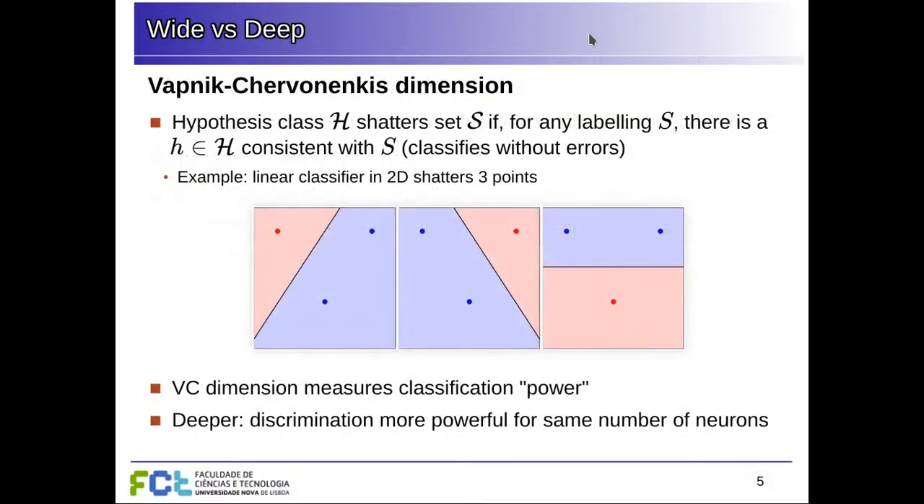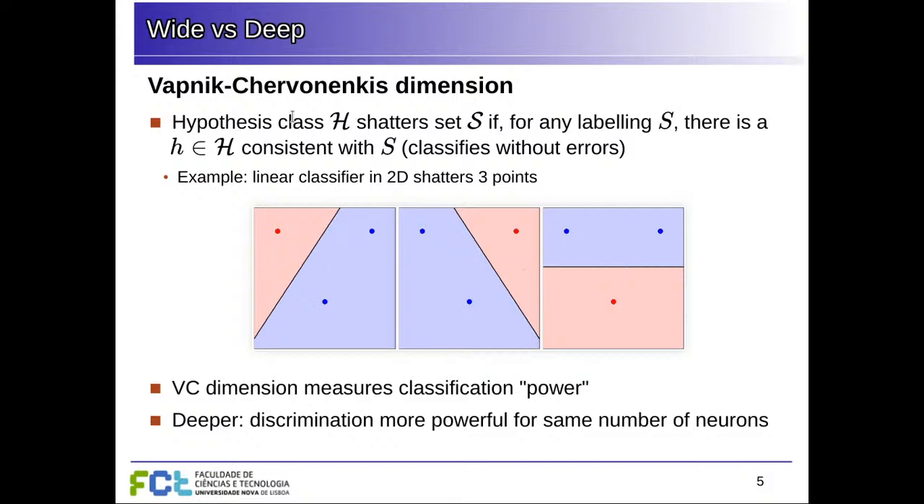Just to recall, we saw this last semester, we say that the hypothesis class shatters a set of points if for any labeling of that set of points there is a hypothesis in this hypothesis class that is consistent with that labeling. That is, it classifies without errors. So suppose we have 3 points in 2 dimensions. Of course, if all points are the same color, then this is a trivial problem. If they are of different labels, any combination of labels that we choose, we can use a straight line to separate these 3 points. So we can classify without errors using a straight line, regardless of the combinations of labels that we choose.